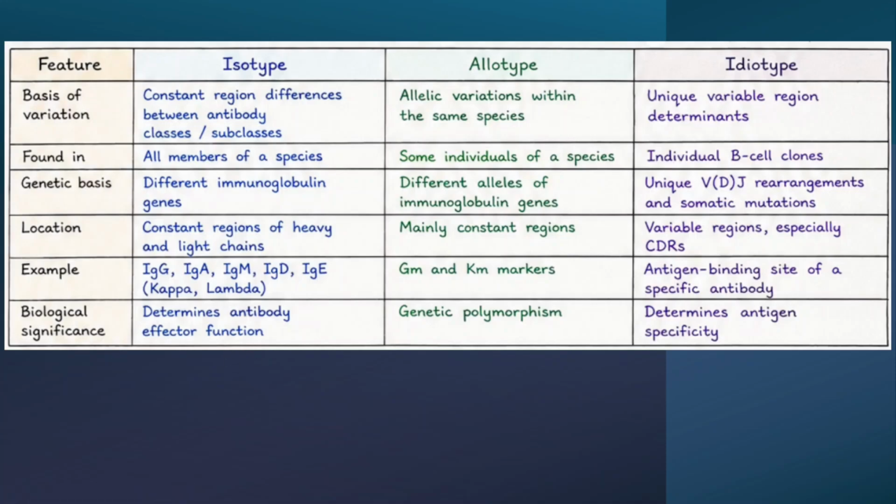But what kind of effector function will that antibody be performing against the same antigen? Whereas in case of allotype, it gives the genetic polymorphism. In case of idiotype, it determines the antigen specificity.